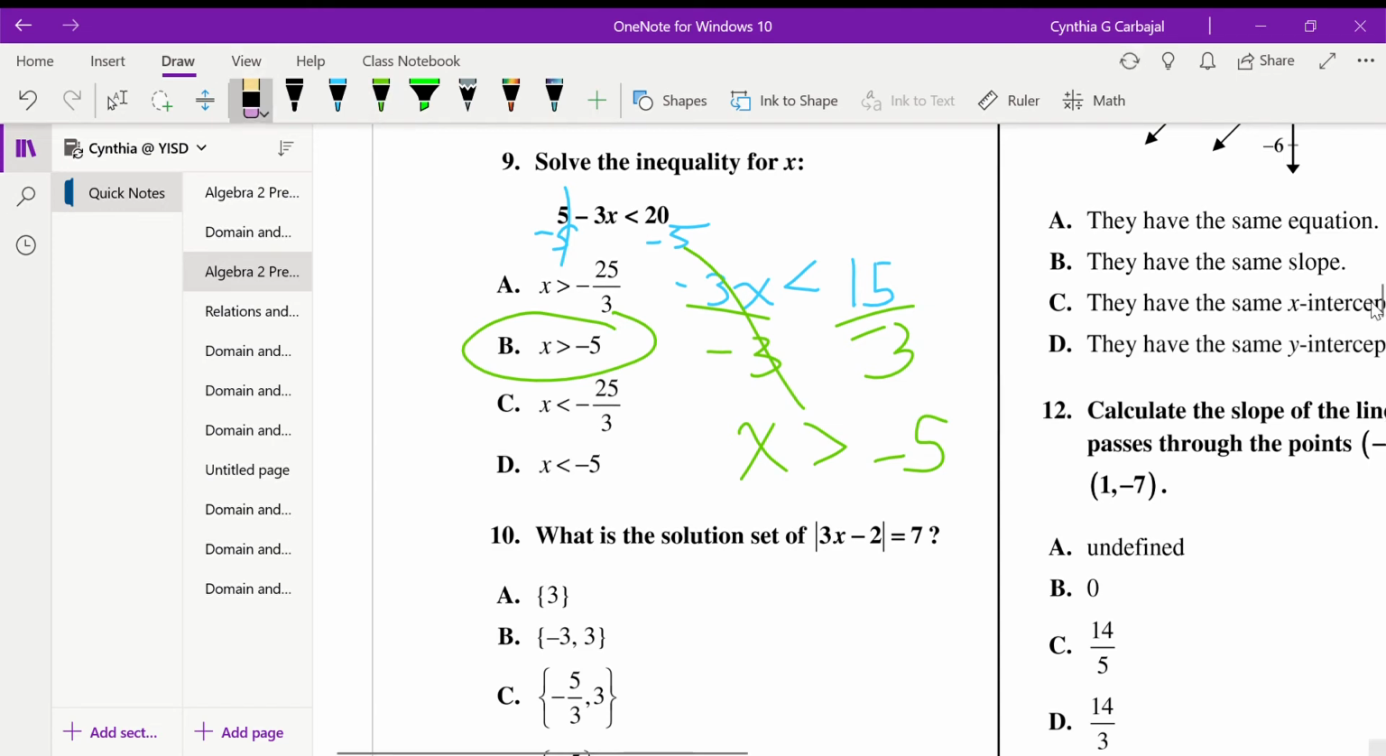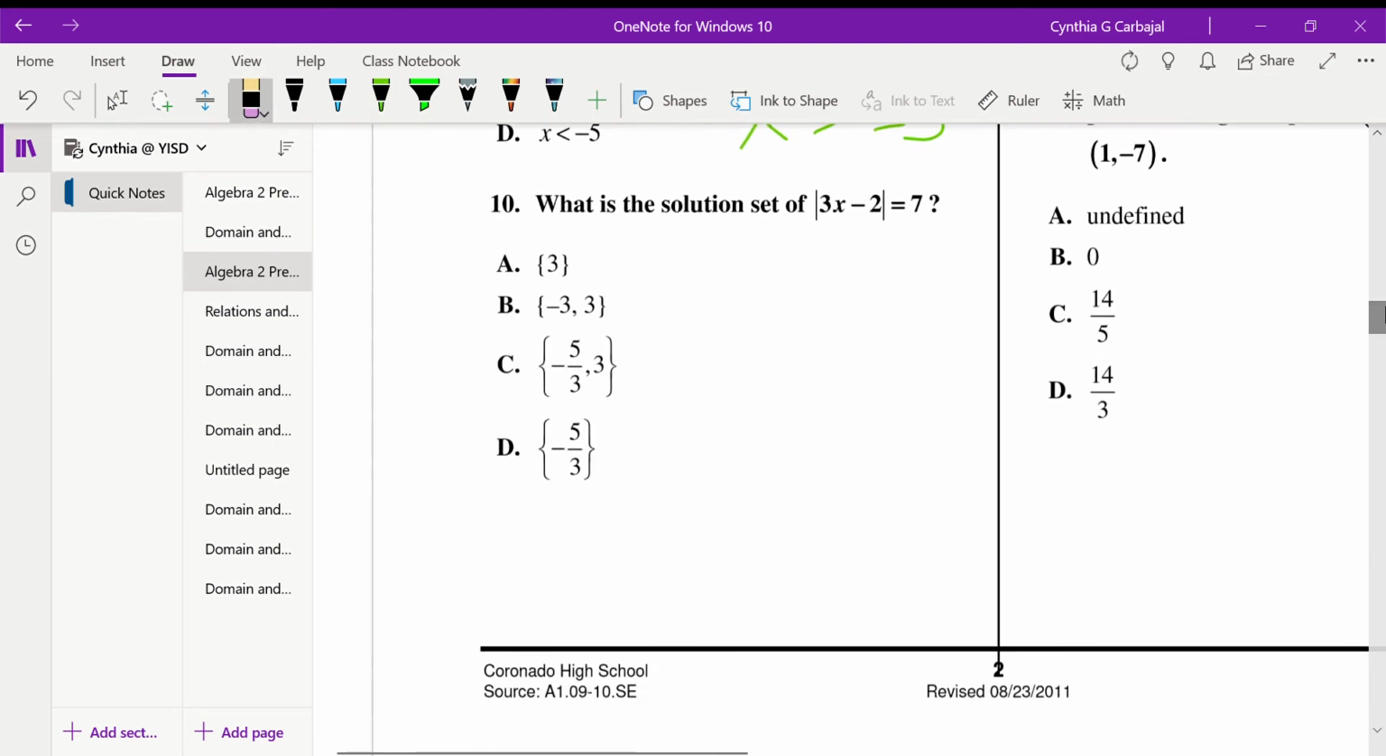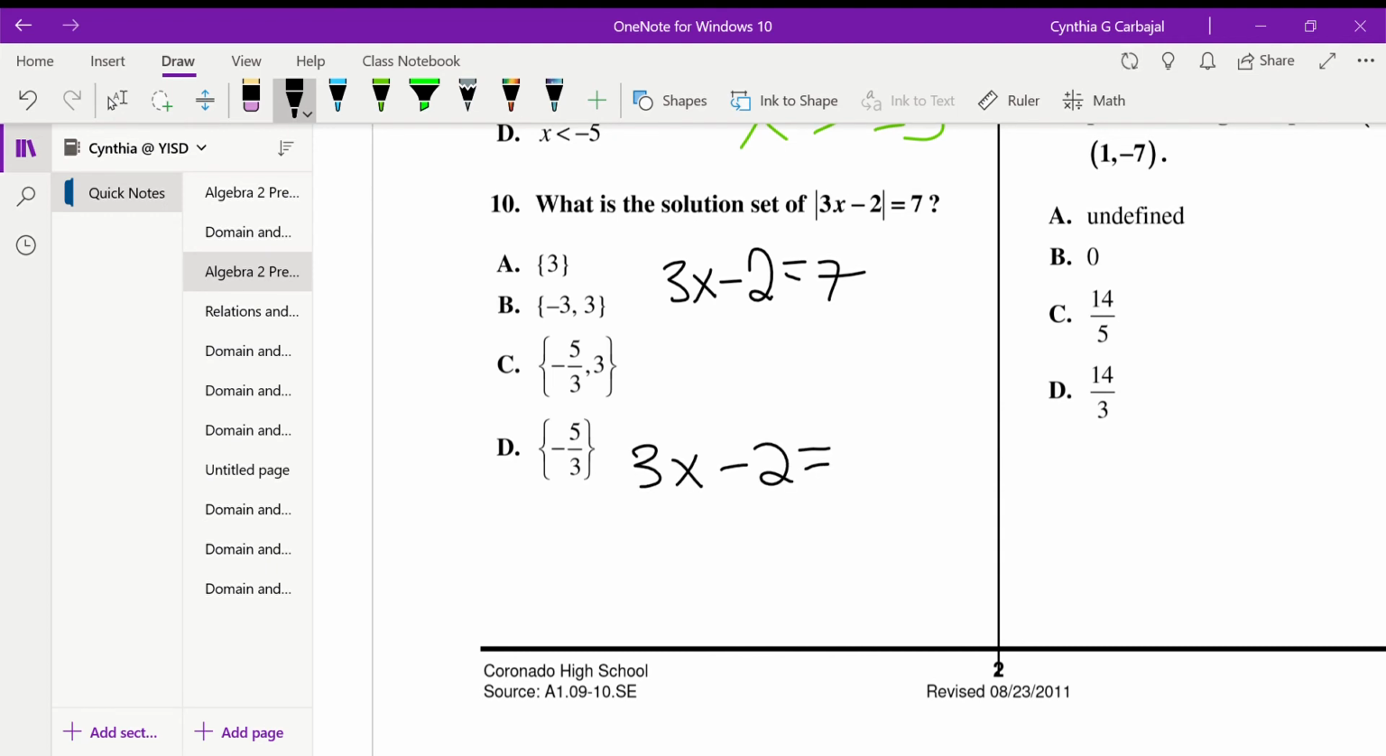All right, number 10. Number 10 says, what is the solution set of the absolute value of 3x minus 2 equals 7? So absolute value makes whatever you have in here positive. So then we're going to solve two equations. The first one is going to be set equal to a positive 7, just like we have there. And the second one is going to be set equal to a negative 7. Because possibly if our answer was a negative 7 inside, it would have had to change to a positive 7 because of the absolute value.